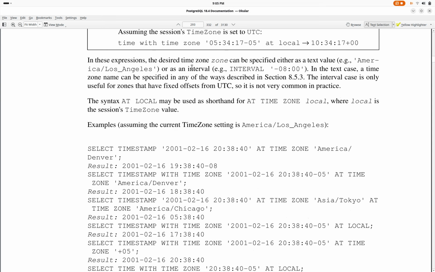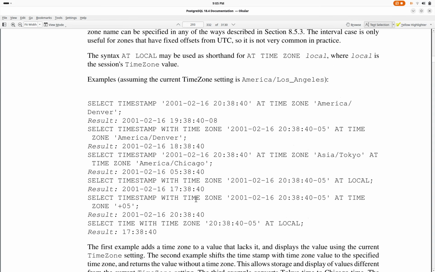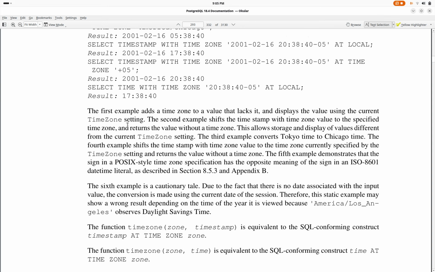In these expressions, the desired time zone can be specified as a text value, for example America/Los_Angeles, or as an interval, for example -8. The text case time zone name can be specified in any of the ways described in section 8.5.3. The interval case is only useful for zones that have fixed offsets from UTC, so it is not very common in practice. The syntax AT LOCAL may be used as shorthand for AT TIME ZONE local, where local is the session's time zone value. More examples are given, nothing complicated here.